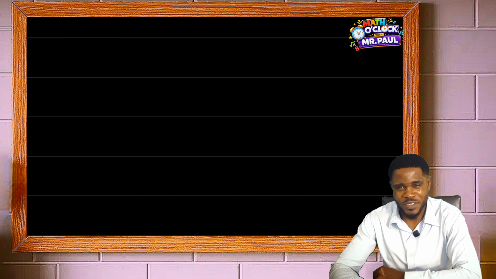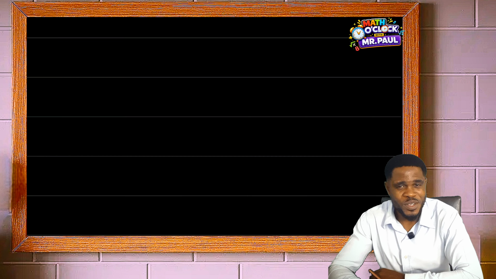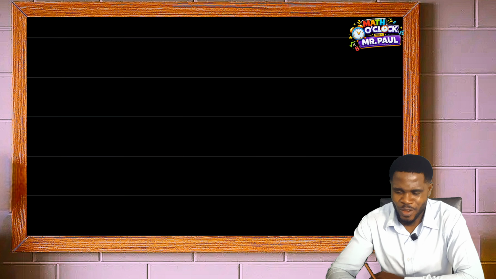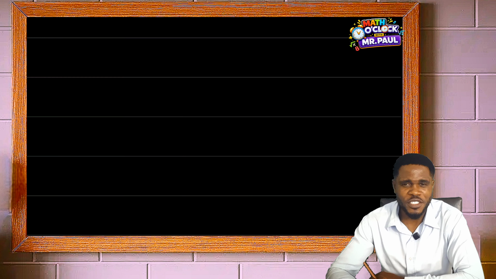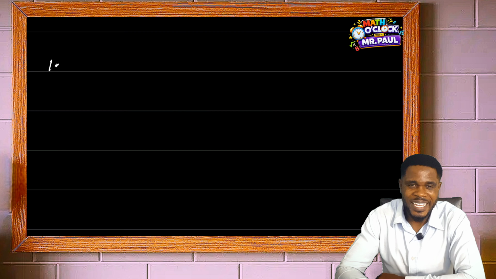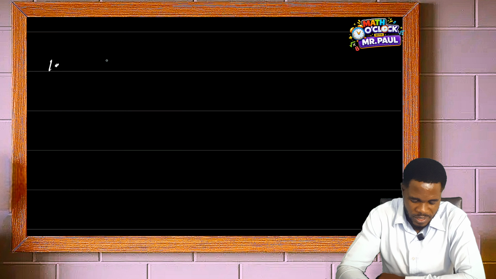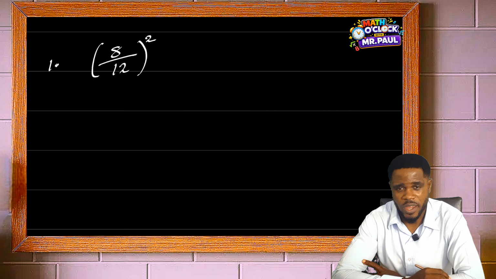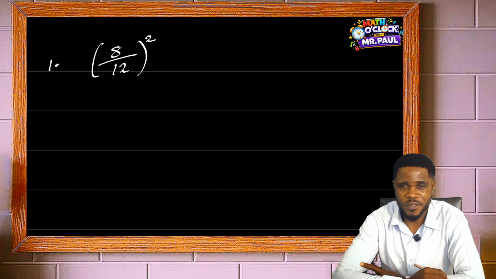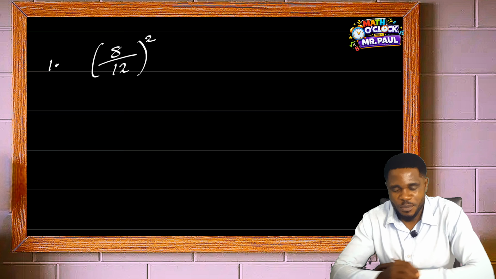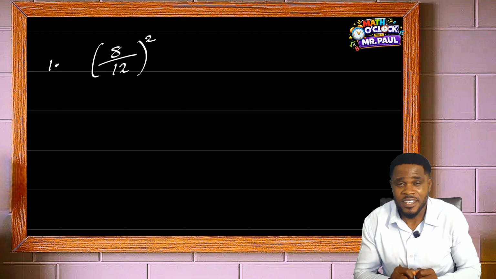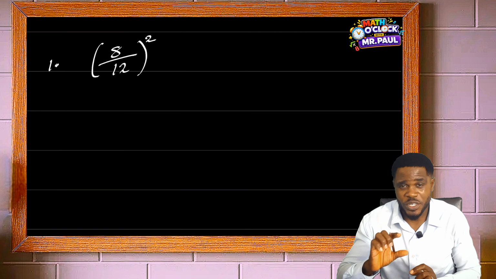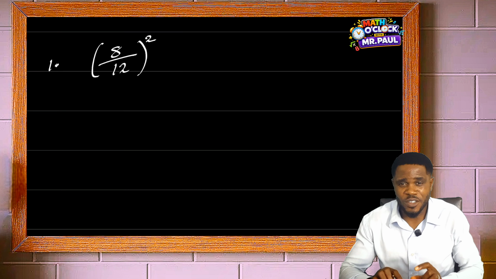Now that you're done solving those, let's dive into fractions, the square of fractions. The example we are going to be looking at is 8 over 12. We are going to be looking for the square of 8 over 12. How do we do this? Remember, in this case, the fraction has two parts. It has the numerator and it also has the denominator.